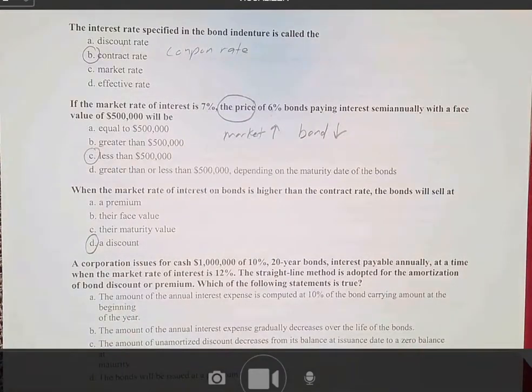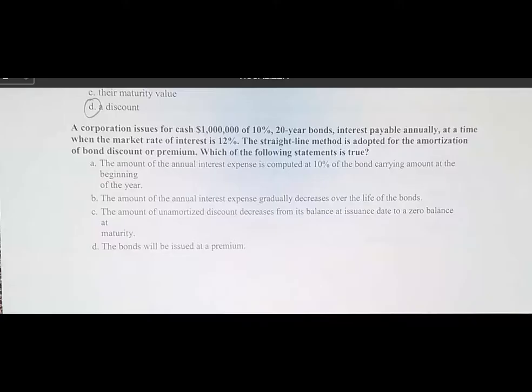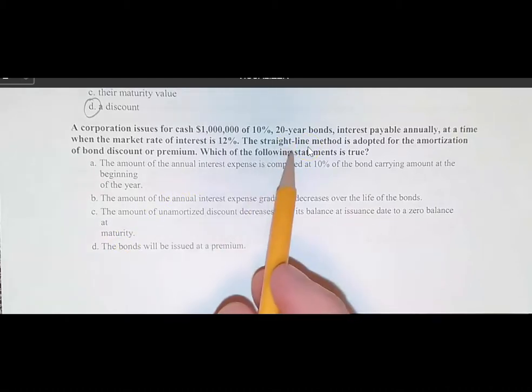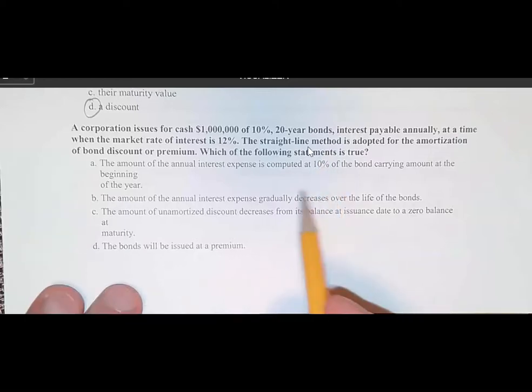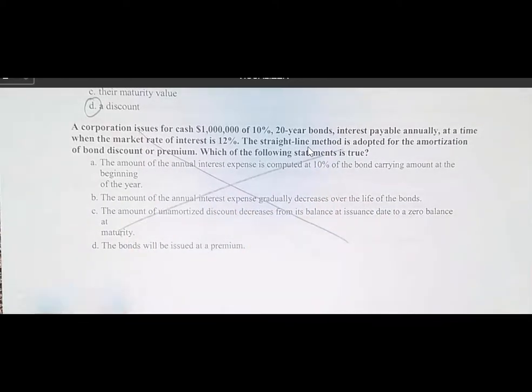All right, let's see what else we have here. All right, so I'm looking at this question here. It deals with the straight line method, and I don't want to confuse the issue, so we're going to go ahead and just skip this question, and this will be the last multiple choice question that we did. That'll be the last question for PowerPoint slides 1 through 13.